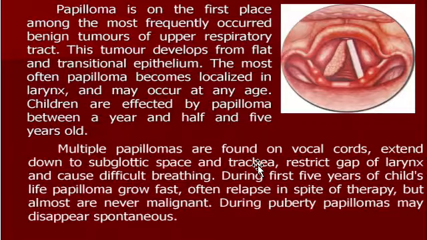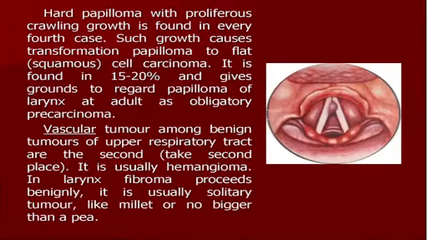Children are affected by papilloma between a year and a half and 5 years old. Multiple papillomas are found on the vocal cords, extend down to the subglottic space and trachea, restrict the gap of the larynx, and cause difficult breathing. During the first 5 years of a child's life, papillomas grow fast, often relapse in spite of therapy, but are almost never malignant. During puberty, papillomas may disappear spontaneously.